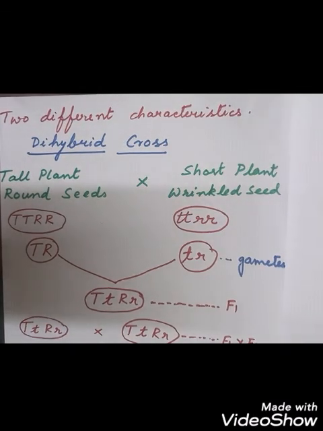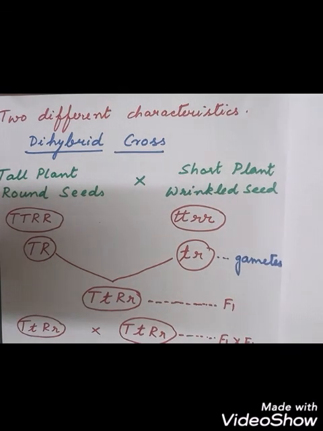Now students, today we will see the cross between two different characteristic features, where we can see the inheritance of two genes. In the previous cross, the monohybrid cross, we saw one gene inheritance. So after this one gene inheritance, now we will see two gene inheritance.